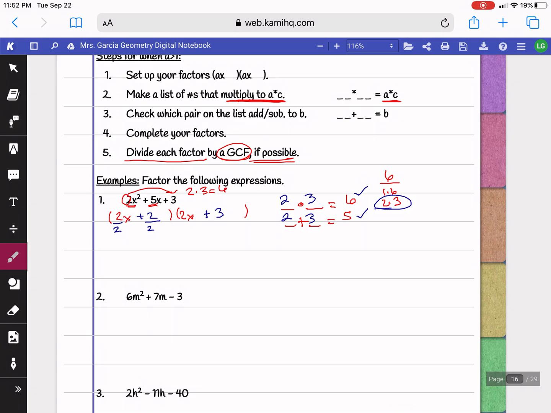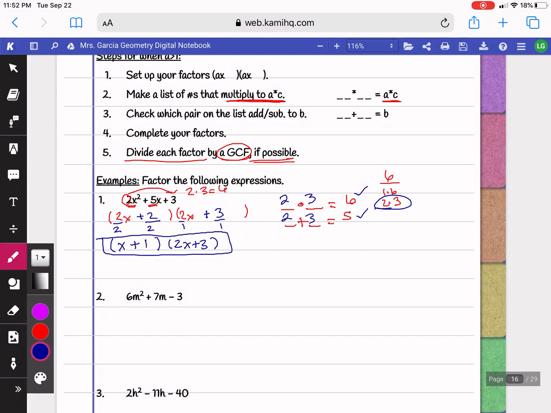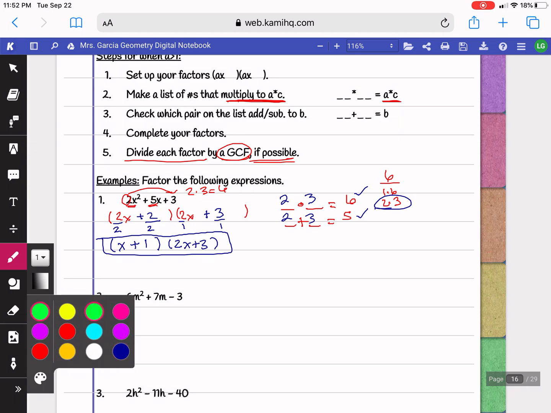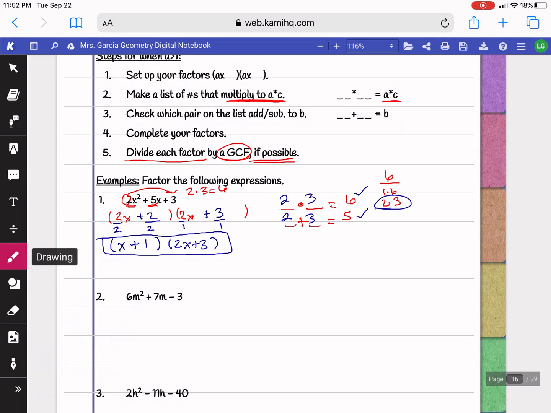Here my 2x divided by 2 is 1x, or just x. And 2 divided by 2 is 1. So that simplifies my first factor. In my second factor, the biggest number that 2 and 3 can both be divided by is 1. So it's going to stay the same, 2x plus 3. So these would be my factors for the problem. If I do a quick check here, x times 2x will give me the 2x squared, and 1 times 3 will give me the 3. So that looks similar to the problem we have, so we know we're on the right track.